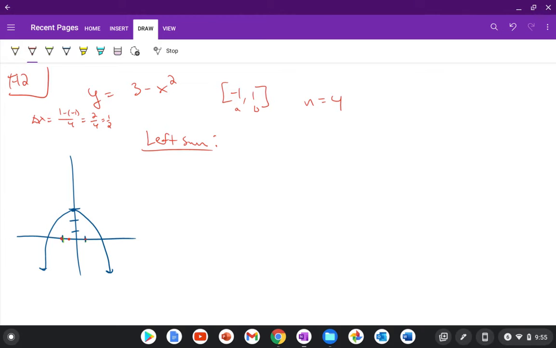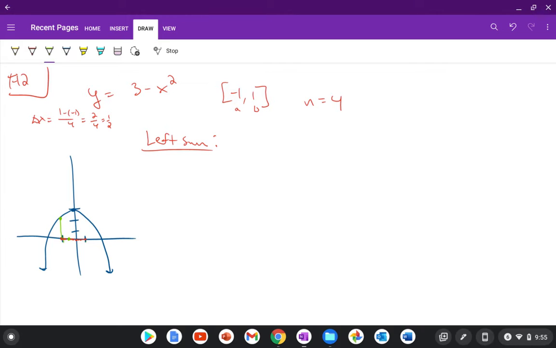Right? So my first rectangle, second, third, you can sort of view it like this. Each of these rectangles are going to have a width of a half. And that should make sense because we only have a width overall of 2. So if I'm going to divide that into rectangles, each of those are going to have a width of 1/2. My first one for the left sum is going to go up here.